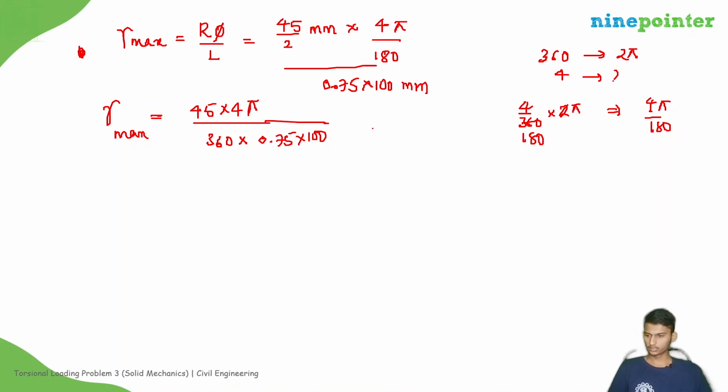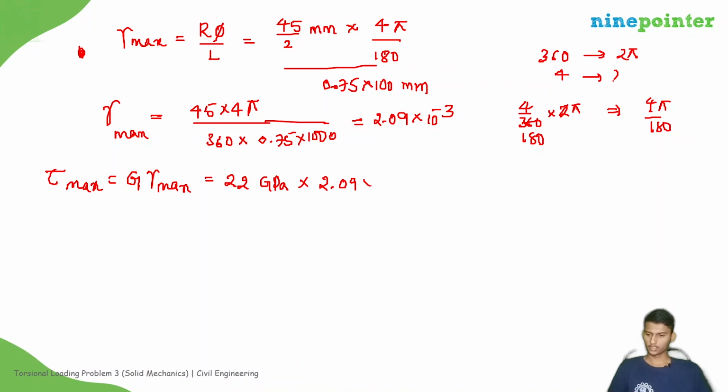So we are getting this value as 2.09 into 10 to the power minus 3. This is gamma max. Then tau max is equal to G into gamma max. We know G, right? G is 22 gigapascals into 2.09 into 10 power minus 3, so into 22. That will give us 46 megapascals. This is tau max.